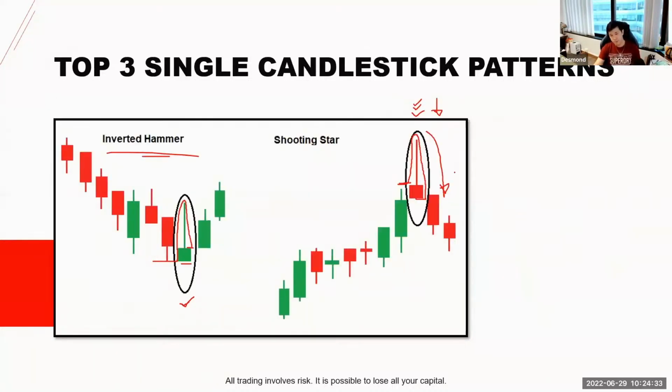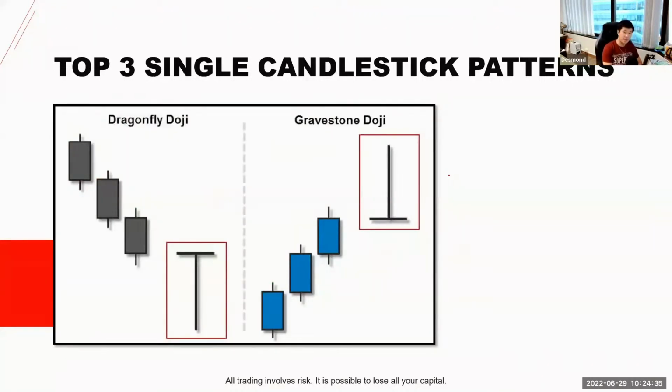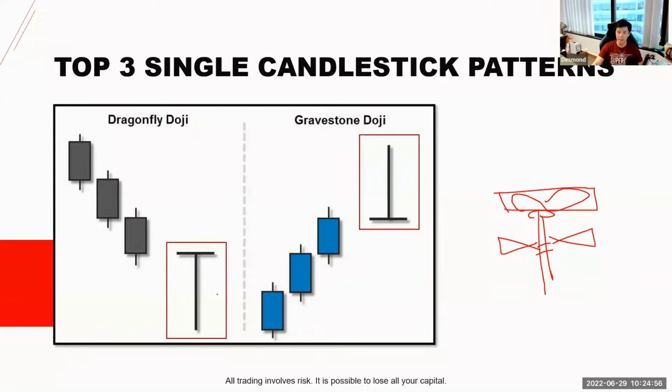Now, the last single candlestick pattern, which I think is very, very effective, is the dragonfly doji and the gravestone doji. The dragonfly doji looks like a dragonfly. This is how a dragonfly looks, and it's got wings here. So this resembles a dragonfly doji, and this resembles a gravestone. I don't need to remind you what a gravestone is.